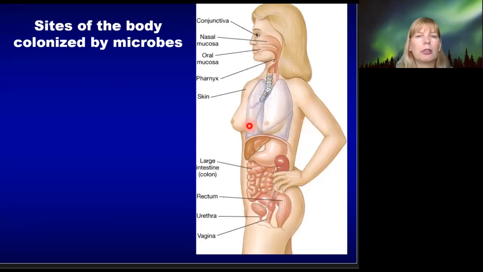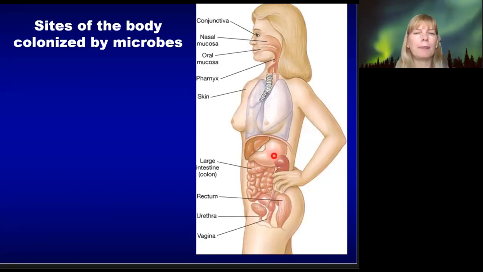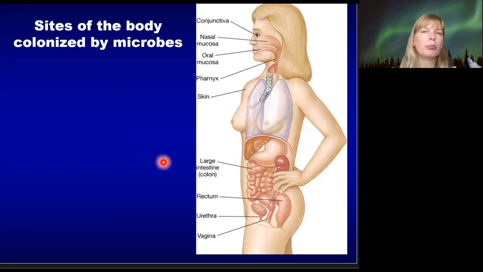And then, of course, even in your stomach, even with that low acidic pH, there are a handful of microbes that have adapted to that. We'll talk about that. And then, of course, millions and millions and millions of microbes in your intestinal tract, both the small intestine and the large intestine. So pretty much anywhere you can think of.